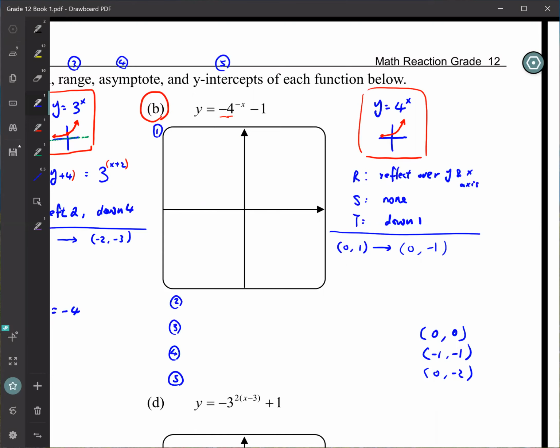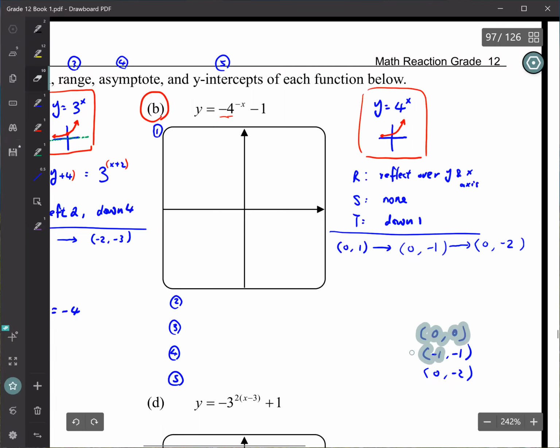Okay? And then after that, there's no stretching, so nothing to multiply with, right? And then you just move down. Move down by 2, it will affect the y value. So 0 will stay the same. Negative 1 has to go down by 1, so you should go to negative 2. Okay, so your point should be negative 2. Make sure you fix that.